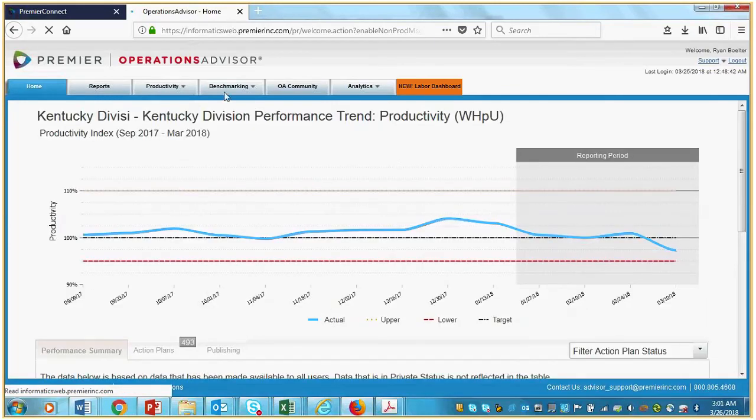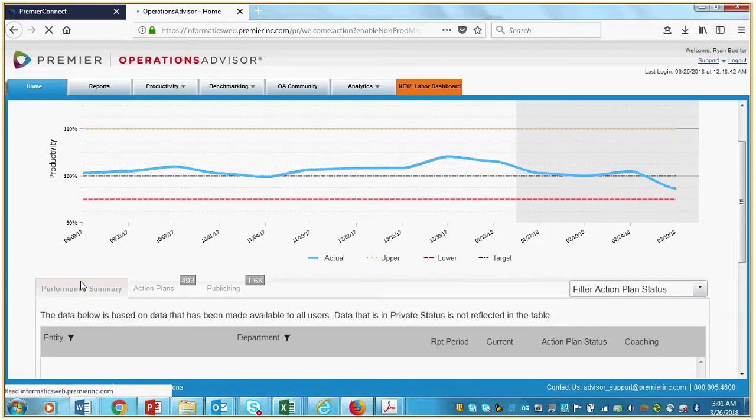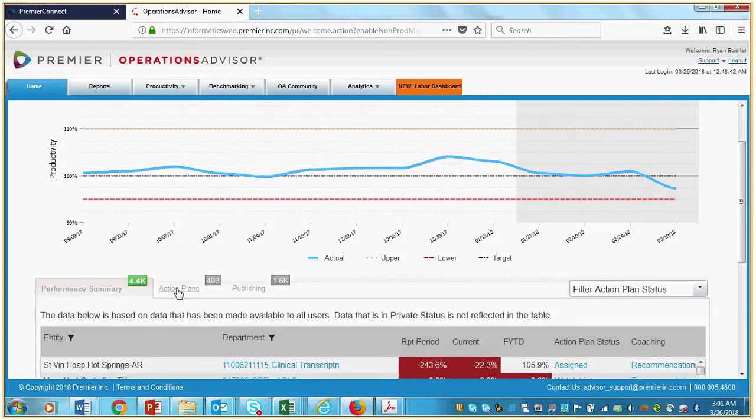So you've got a series of tabs across the top which you can click on. But really you're only going to use these first two. Over time you may use some of these other ones, but initially it will be the home page or the reports menu. When you're on the home page, you've got a few options. There's the performance summary, which is the default view. Then you've got action plans, and you have publishing. So let's start by looking at the performance summary.